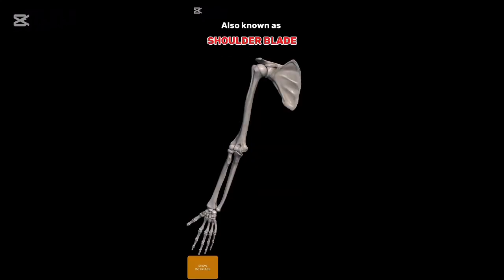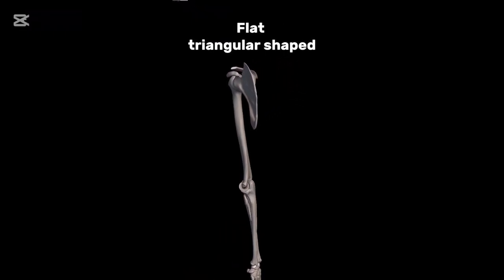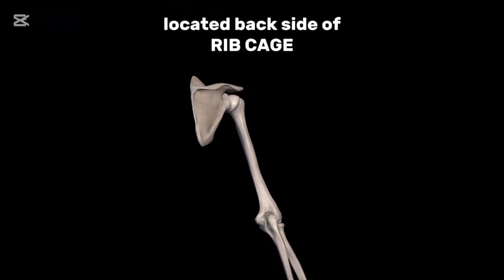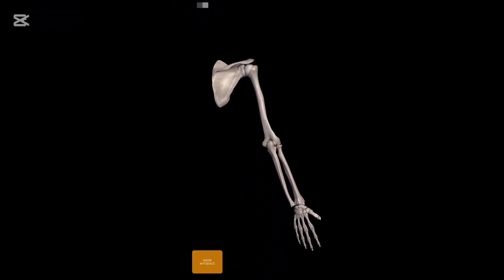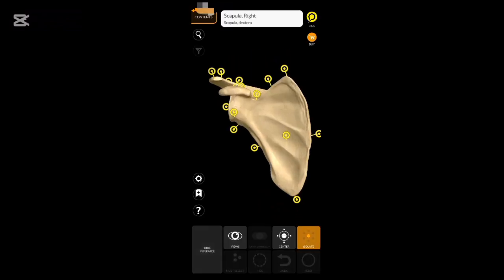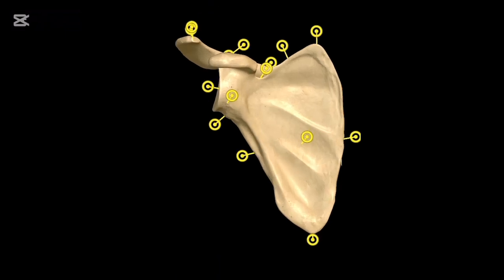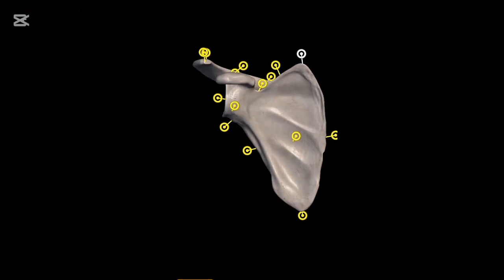The scapula, or shoulder blade, is a flat, triangular bone located on the back of the rib cage. The scapula, or shoulder blade, is a triangular bone featuring 3 distinct borders and 3 angles. The superior border is the shortest and thinnest, located at the top.